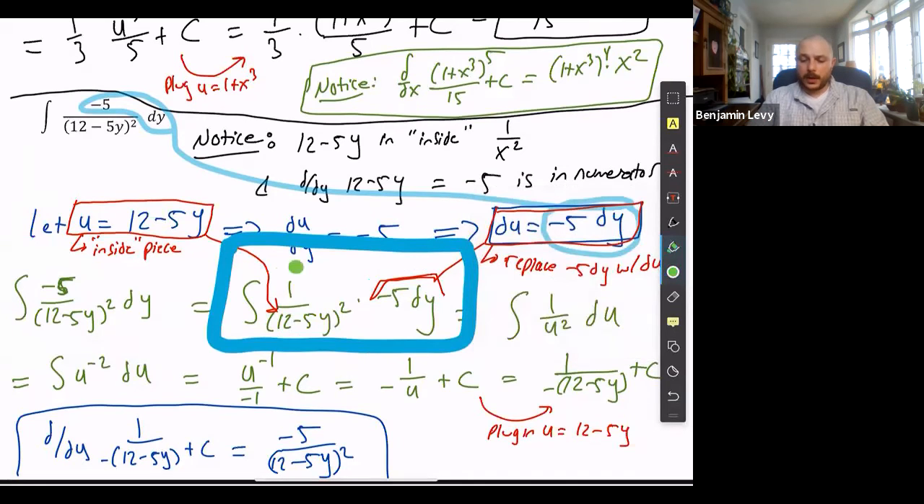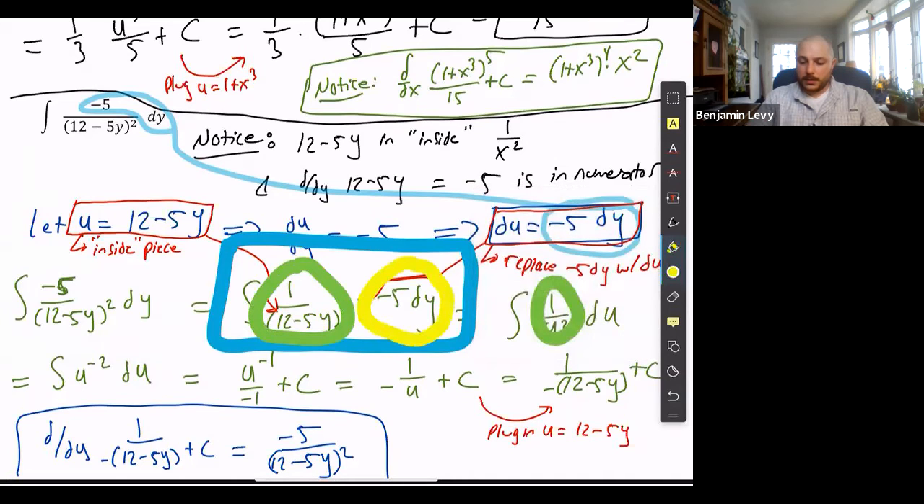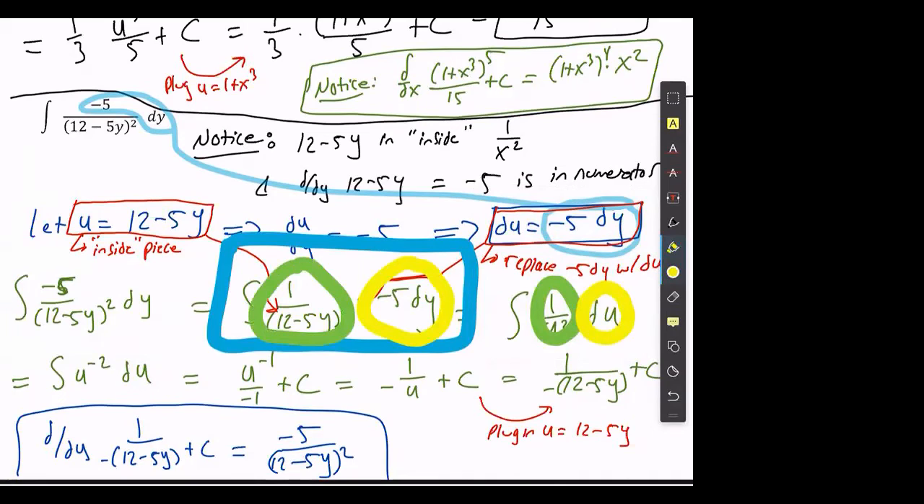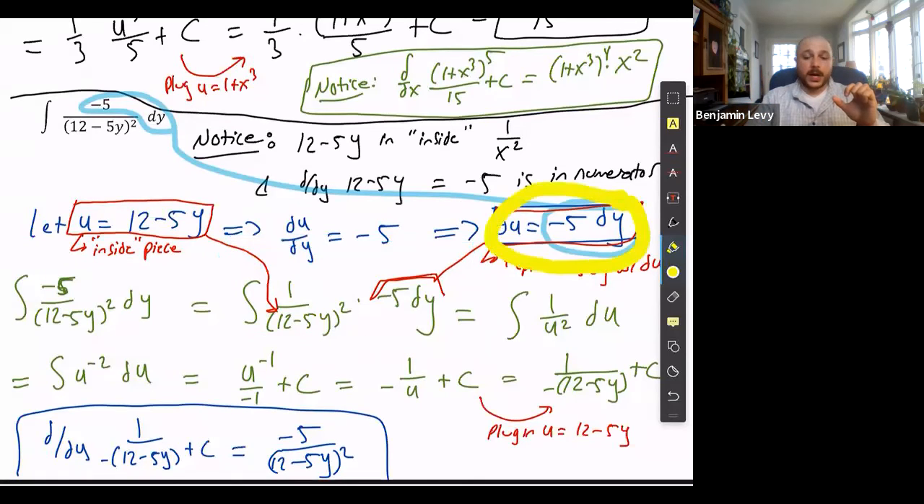If I can color code that, this is here, and this is now here. And why isn't u like 12 minus 5y to some power? Because I was recognizing that when I take the derivative of just 12 minus 5y, I get something else that's in the problem still. You get the 5 dy, and that was good because that was in the problem. If you let it be the other thing, you're going to have a chain rule thing, and it's going to get more complicated, and it's not going to be something that's in the problem.